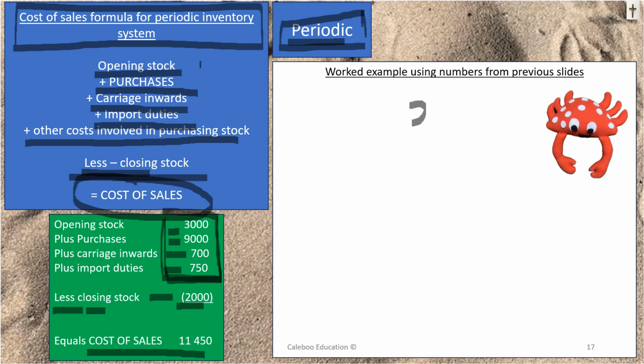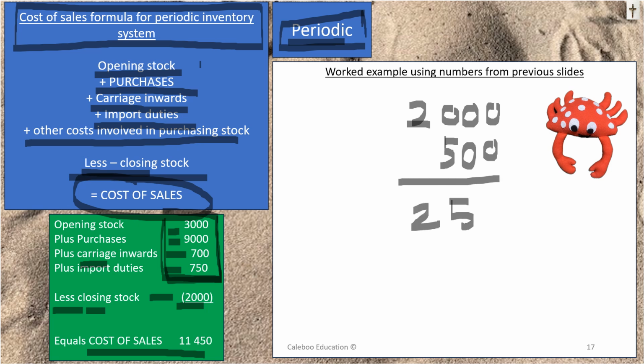I remember purchases were made for 2,000. There was carriage inwards of 500. That was petty cash. That's 2,500. And all the stock was sold. So how much was the closing stock? 0. What was the cost of sales?